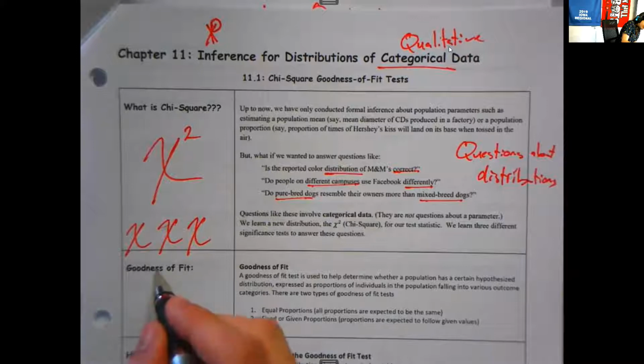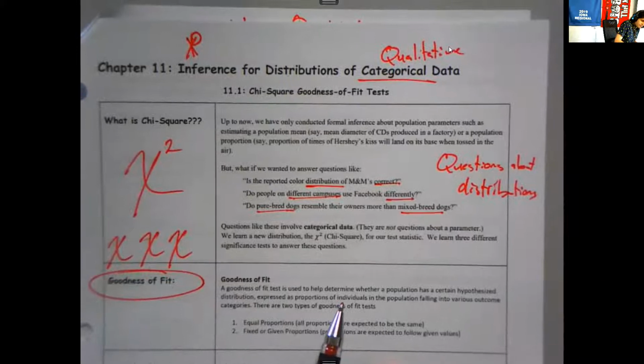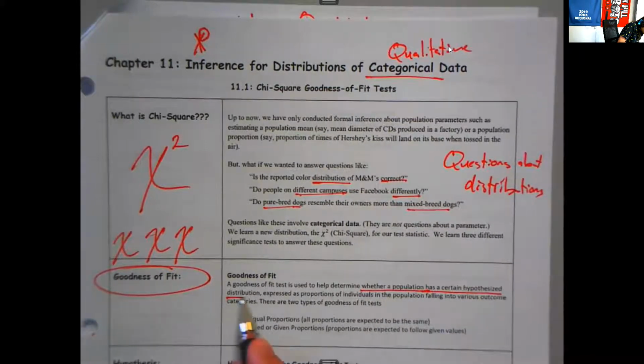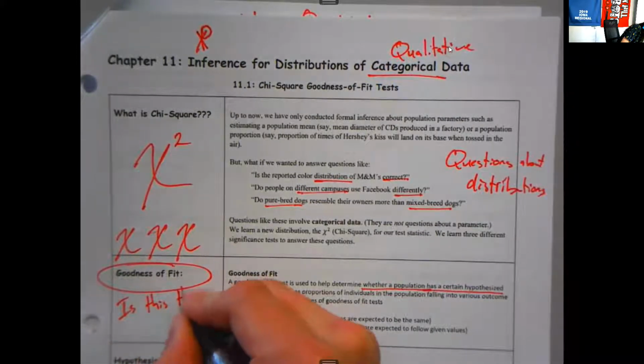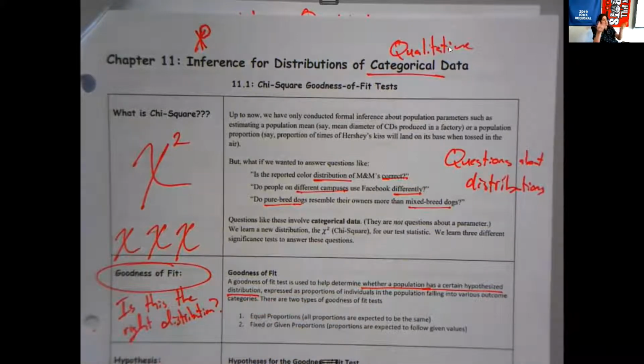Today we're going to be talking about the goodness of fit test. The goodness of fit test is used to help determine whether a population has a certain hypothesized distribution. Is this the right distribution? We'll ask ourselves, does this seem to match up with what is specified by some hypothesis, or is this too far away for us to say it's good?